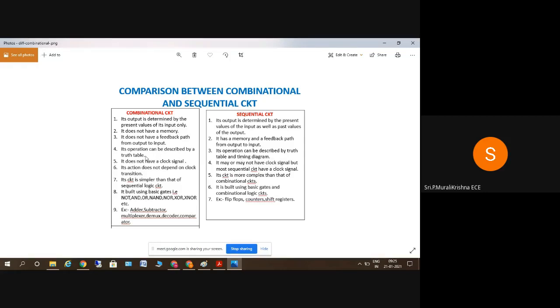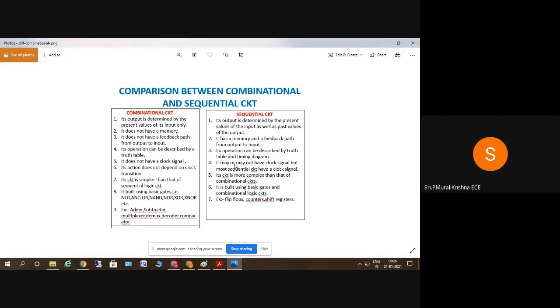Okay, so truth table in the sense we just will put the inputs and we'll get the outputs. Just inputs will be taken and output will be noted based on the inputs, a function of the logic gates or some other circuits. Whereas in case of sequential circuits, we need a truth table and also a timing diagram, or we will be having some state diagrams. So we have to describe that with the help of the truth tables and also the timing diagrams or state diagrams. Okay, and coming to the combination circuit, we don't have a clock signal here.